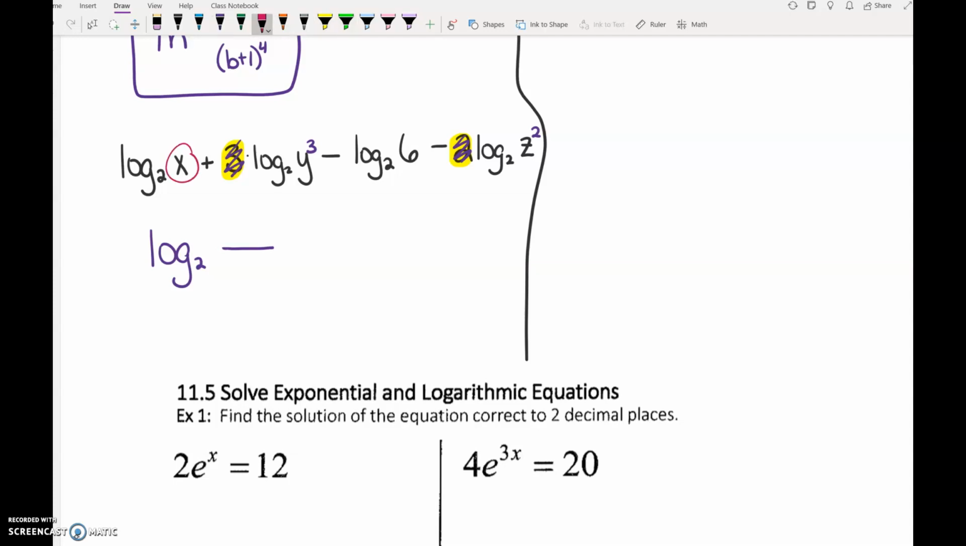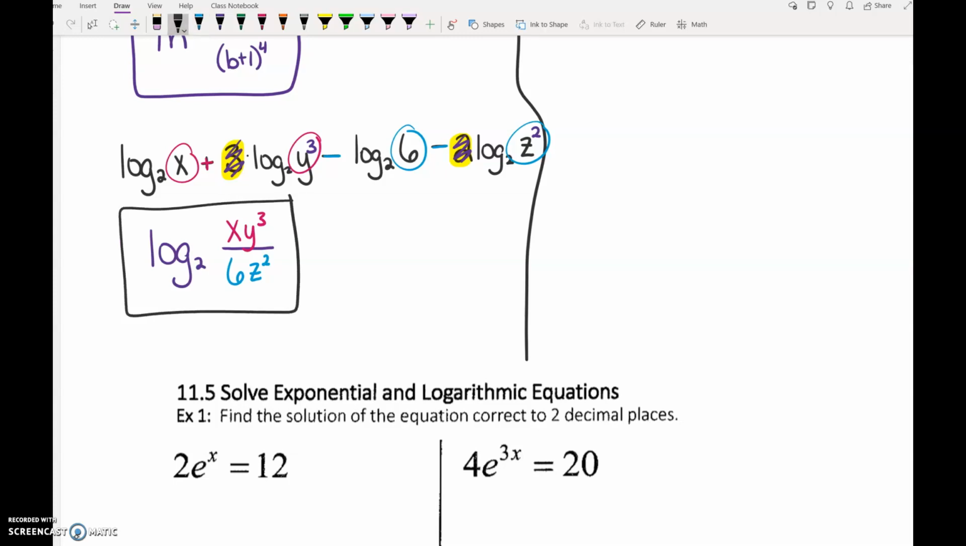Okay, x and y cubed both come from positive logs, so x and y cubed are going to be on the top. 6 and z squared both come from negative logs, so 6 and z squared are going to be on the bottom, and that would be my final answer.